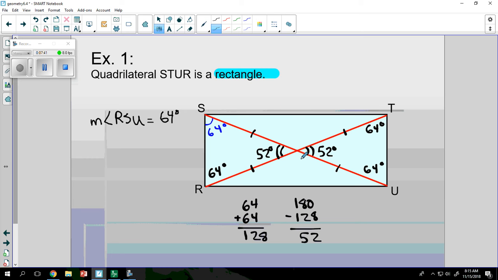So figuring out the other 6 total. One thought I've got is if it's a rectangle, we know each corner has to be 90. So if we know that part of each corner is 64, we could do 90 minus 64, and that gives me 26. So that would tell me that each of these other parts, that's 26 degrees, that's 26 degrees, that's 26 degrees, and that's 26 degrees.